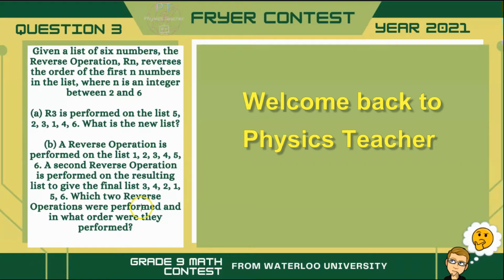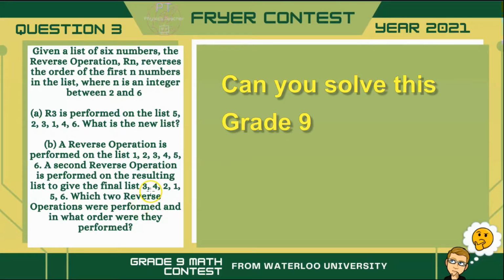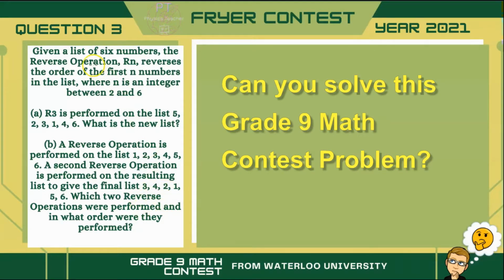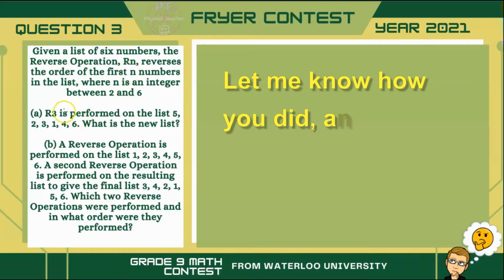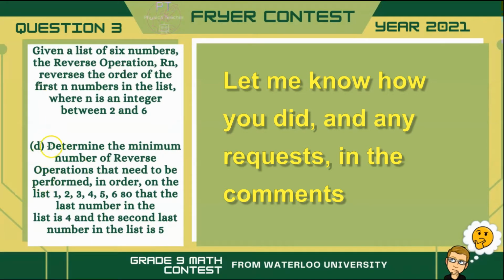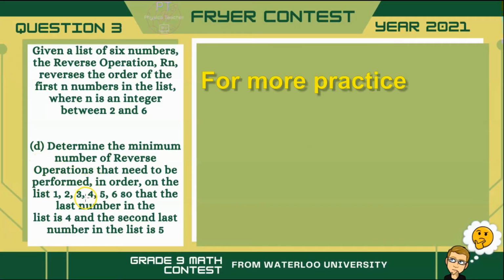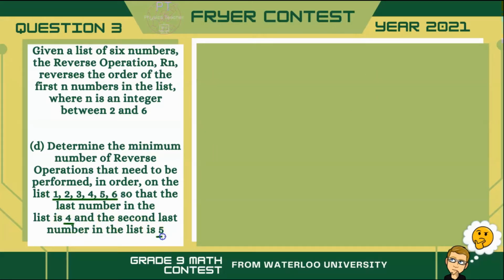This is a grade 9 math Fryer contest question, and in it we have 4 parts. All of them have to do with this reverse operation, which reverses the order of the first n numbers in a list. We have parts A and B. We also have part C, which has 2 parts of its own. And finally part D, which says to determine the minimum number of reverse operations that need to be performed on this list so that the last number becomes 4 and the second last number becomes 5.